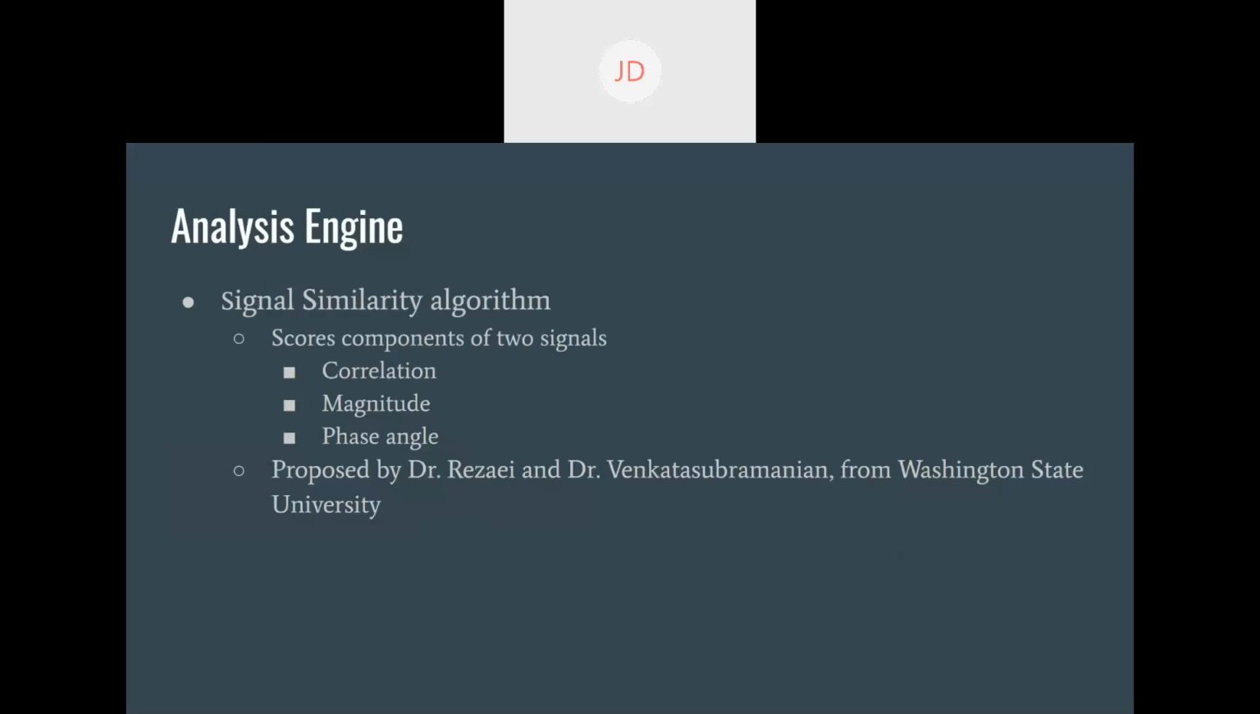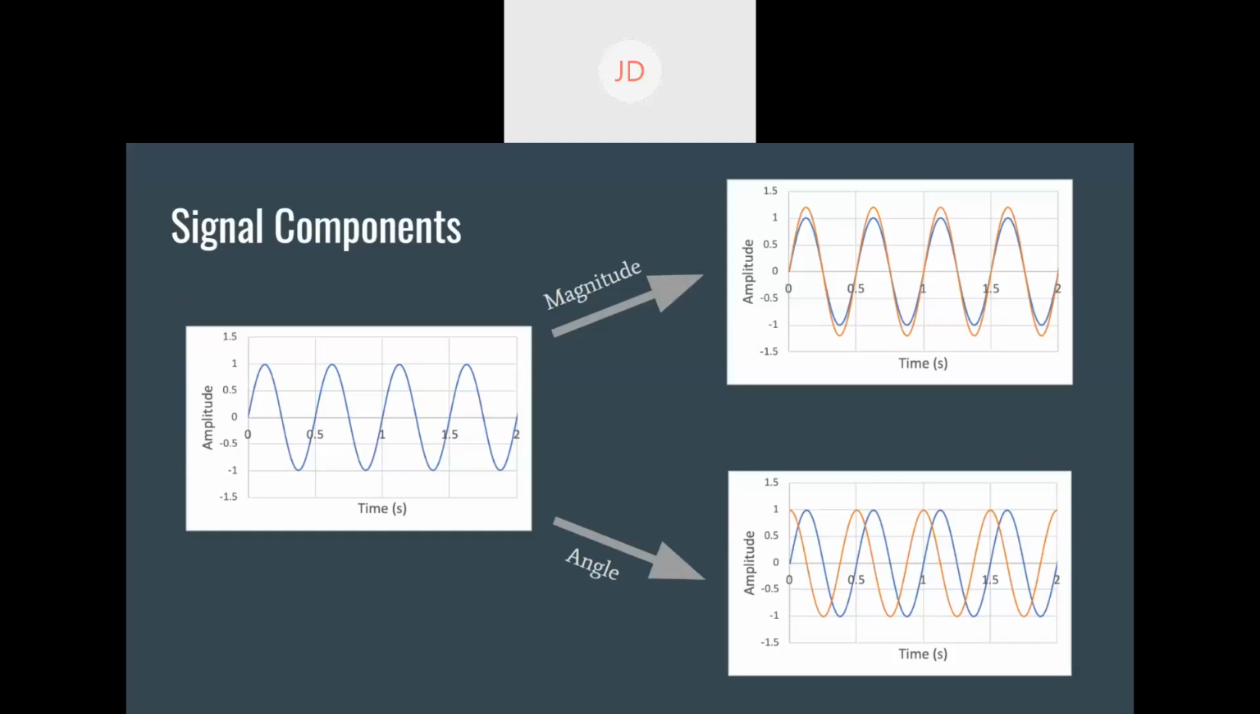If it passes this filtering, we'll then move it to the signal similarity algorithm that was proposed by two professors from Washington State University. The signal similarity algorithm scores components based on the signal's component parts, including correlation, magnitude, and phasing. Here we can see an example of what these components look like.